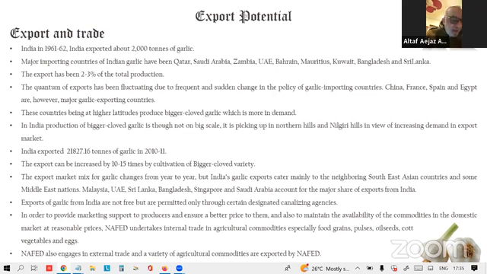In India, the production of the bigger clove garlic is not on a big scale, but it is picking up in the northern hills and Nilgiri hills in view of the increasing demand in export markets. India exported almost 3 lakh metric tons of garlic in 2020-21, and in 2010-11 it was almost 2 lakh 18,000 metric tons on average. Exports can be increased by 10 to 15 times by cultivating the bigger clove variety, which is in demand across the world markets.